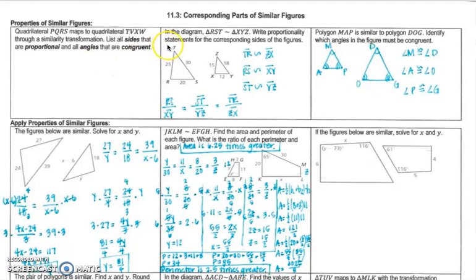In the second example, triangle RST is similar to triangle XYZ. Your one little tilde is how you notate similarity. We're going to write proportionality statements for the corresponding sides of the figure. Segment TR is similar to segment ZX, segment RS is similar to segment XY, and segment ST is similar to segment YZ. You have the values on here, but we're not to values yet, so all we need to do is write our proportionality statement.